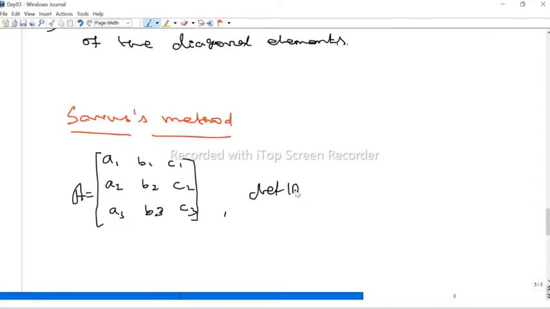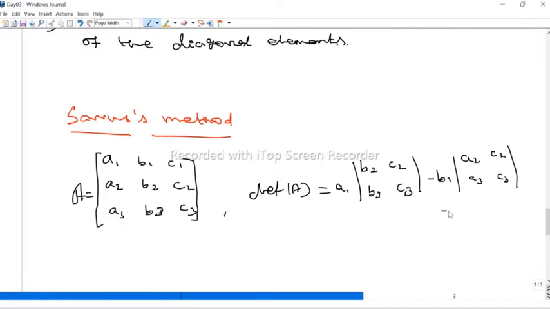Determinant of A equals, first we keep A1 and then the determinant of the remaining cofactor, that is B2, C2, B3, C3, and then minus B1 times the remaining cofactor of this, A2, C2, A3, C3, plus the last term, C1 times the cofactor of C1, which is A2, B2, A3, B3, and then you can simplify these and you will get the determinant.